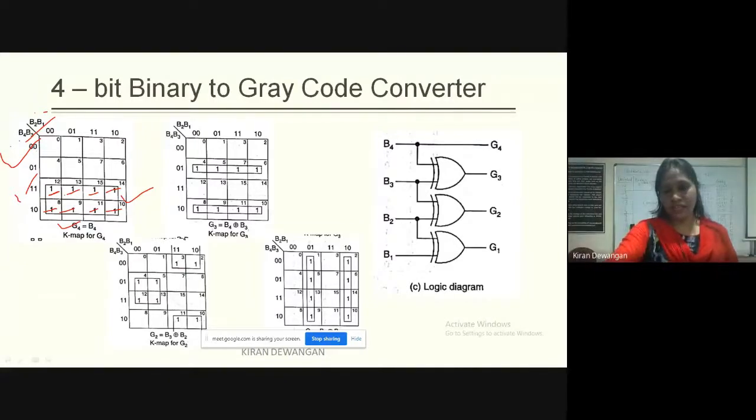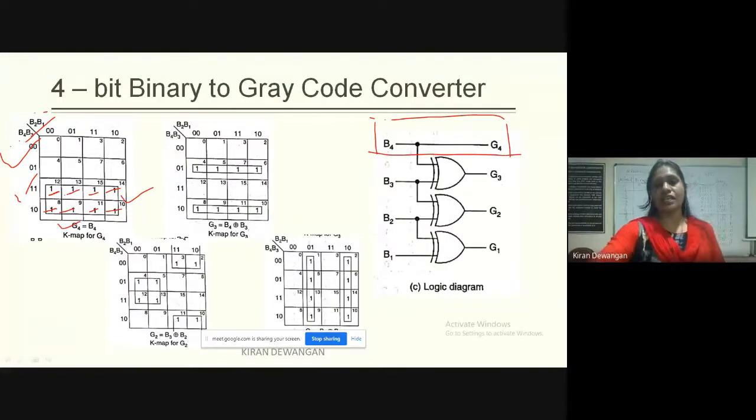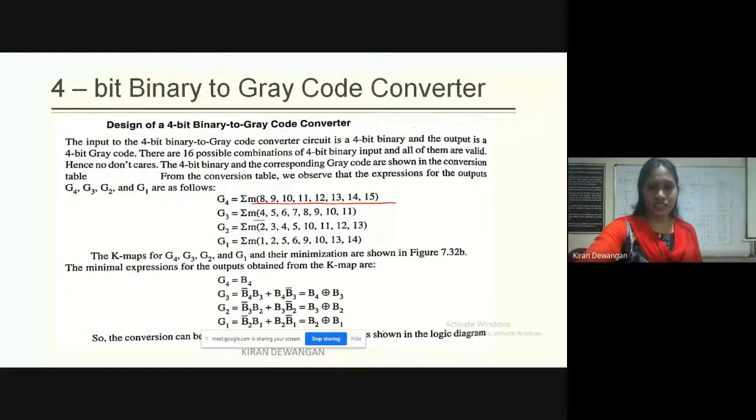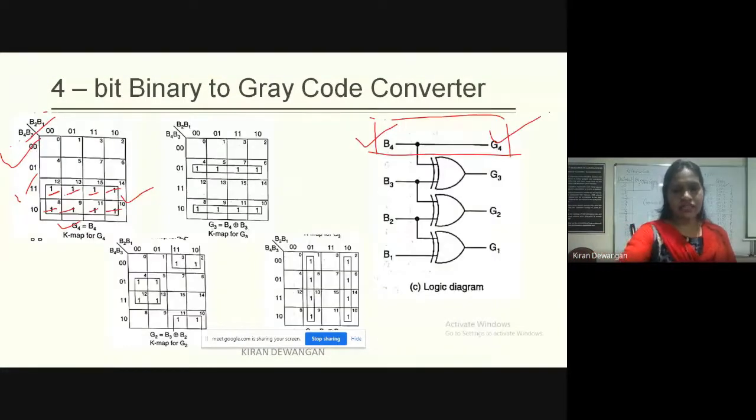तो यहीं से हमें मिलता है G4, that is our MSB, is same always for the gray code. बाइनरी का जो MSB रहेगा वो सेम आपका ग्रे कोड का मिलेगा. Is this clear? Now coming back again, this is our G3, 4, 5, 6, 7, 8, 9, 10, 11.